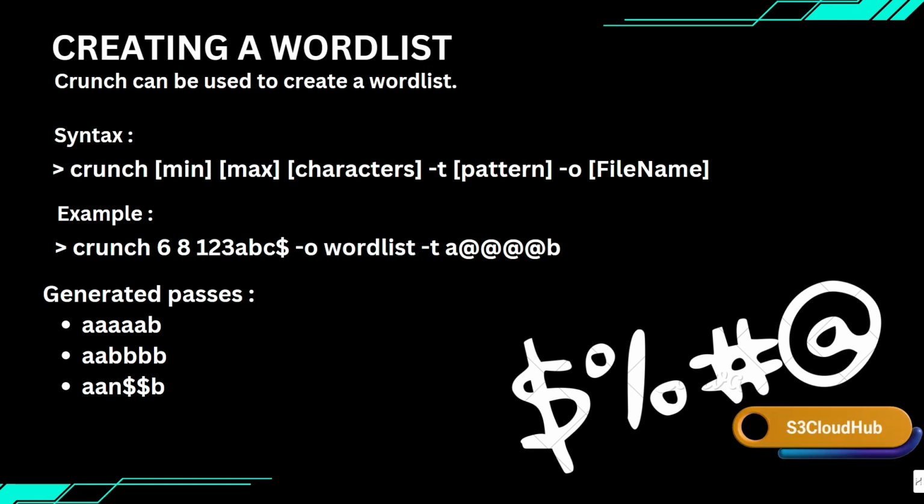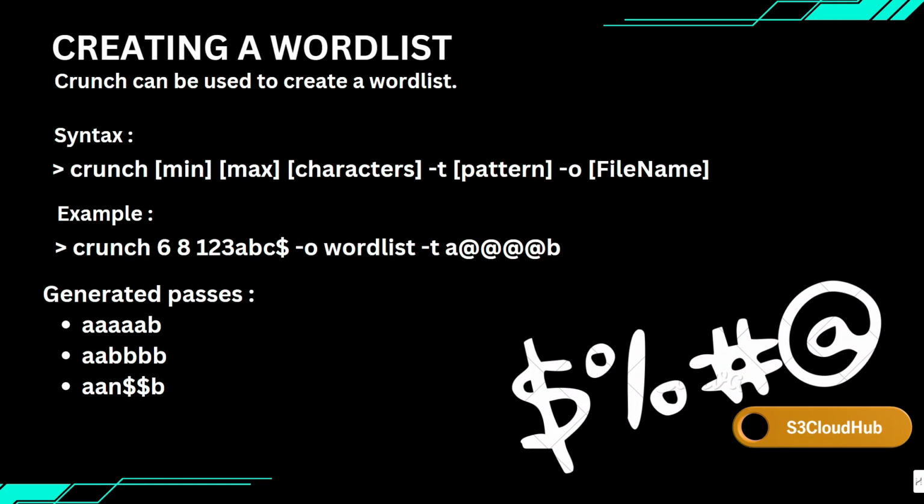After that, we use the -o option to specify the file name where the passwords are going to be stored. We have a small example here that will generate a list of passwords from 6 characters to 10 characters and contain these characters right here. So it's going to create combinations of 1, 2, 3, ABC and the dollar sign. It's going to store it in a file called wordlist. These passwords will always start with A and end with B.